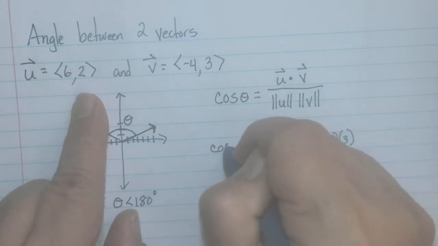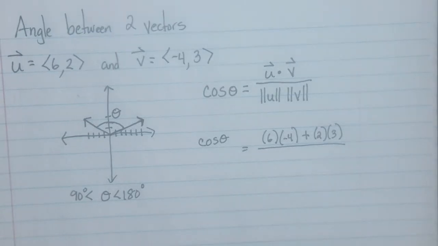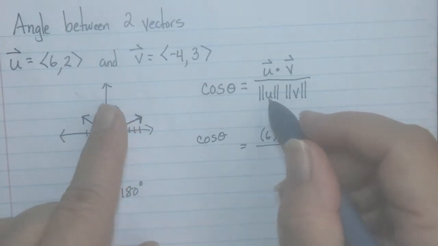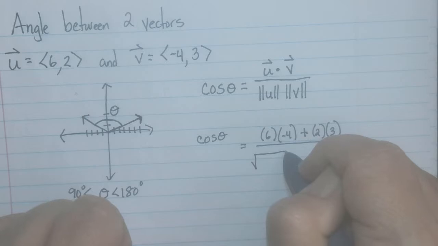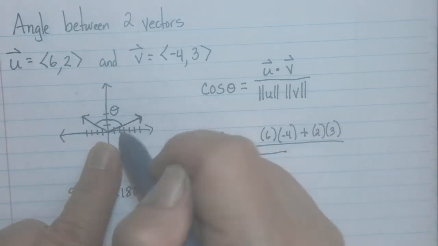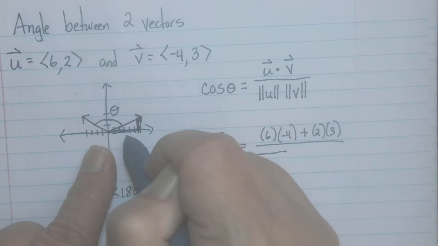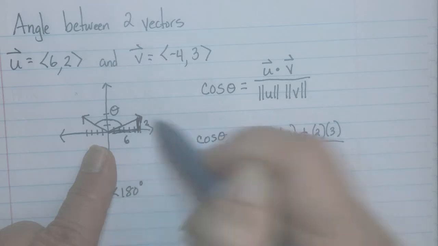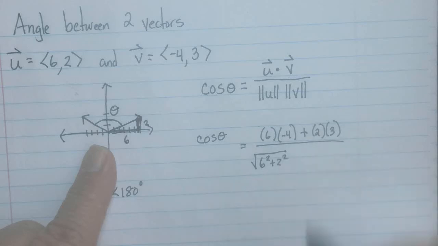Bring down this cosine theta. On our denominator, we have the magnitude of u. Remember, your magnitude comes from your Pythagorean theorem. So it's the square root. If I'm looking over here at vector u, here's my right triangle. This leg is 6 and this leg is 2. So it's the square root of 6 squared plus 2 squared.